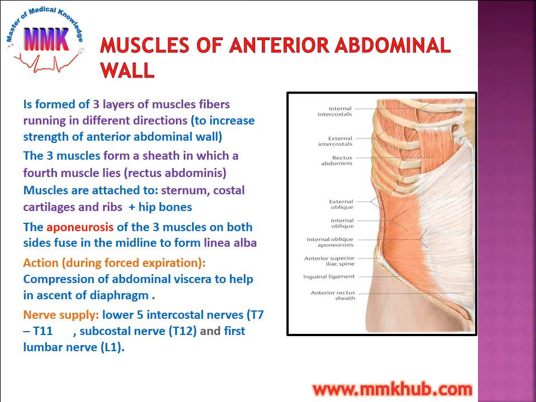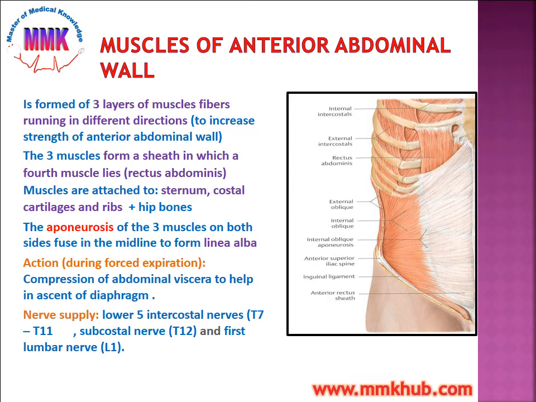Muscles of the anterior abdominal wall. The anterior abdominal wall is formed of 3 layers of muscle fibers: external oblique, internal oblique and transversus abdominis muscle. These muscle fibers run in different directions to increase the strength of the anterior abdominal wall. The 3 muscles form a sheath in which the 4th muscle, rectus abdominis, lies. Muscles are attached to the sternum, costal cartilages and ribs, and at the lower end they are attached to the hip bones.